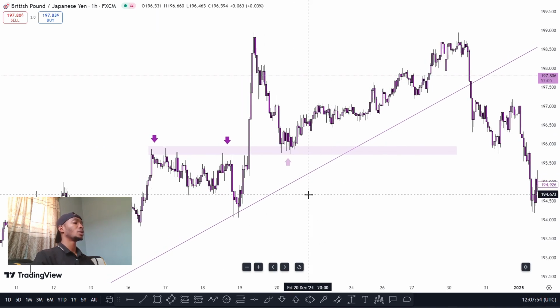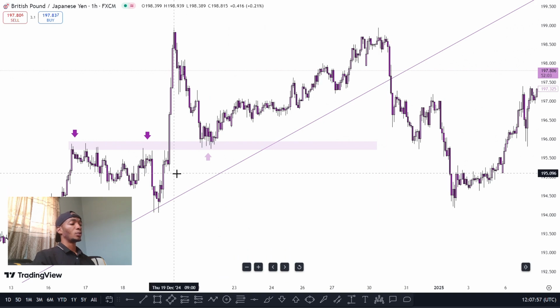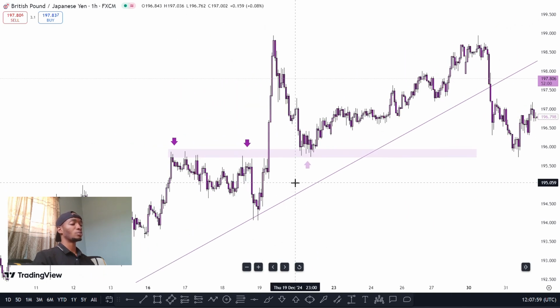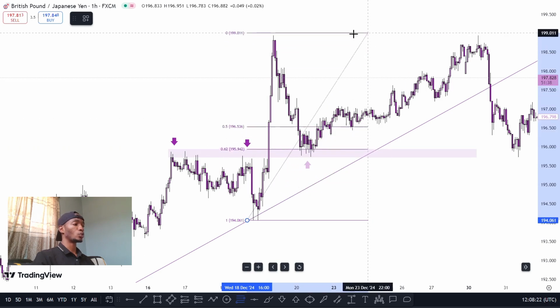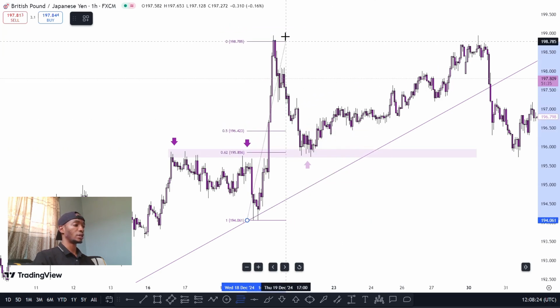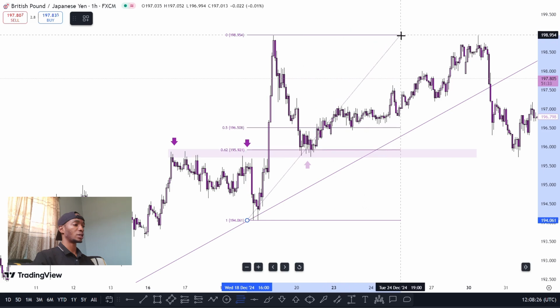Isn't that awesome? Now, before I made this entry, I like to use my Fibonacci retracement tool. The moment it breaks out of this zone, I always like to use the level that caused the breakout of the resistance zone, which is this very level right here. So I used my Fibonacci tool to plot from this zone down to where it started retracing from, which is this particular zone right here.